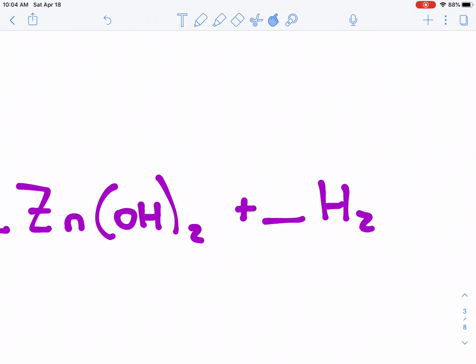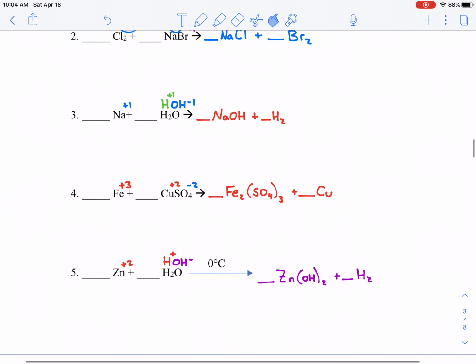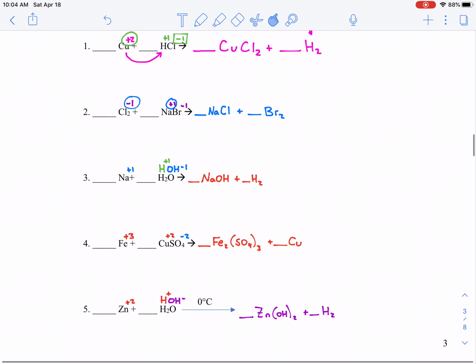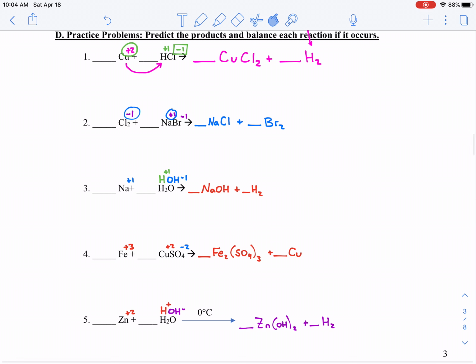Okay, so don't end the video. We're not done yet. We have predicted all of these single replacement reactions. You'll notice they all look very similar. We have something by itself. We have a compound. We end up with a new compound and a new thing by itself.